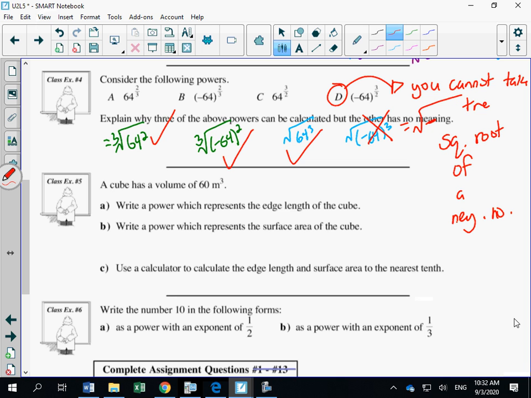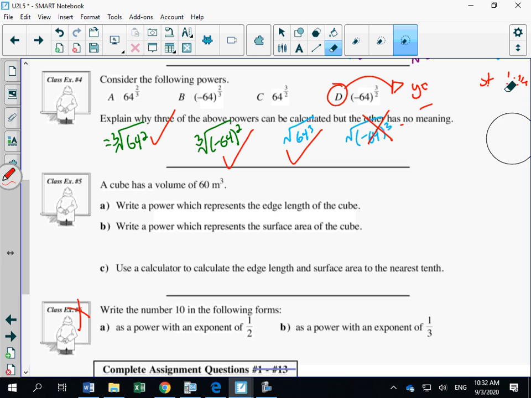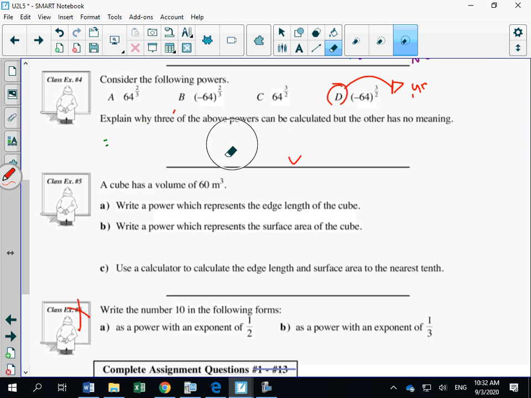Okay, let's look at class example number 5, and we are not going to do class example number 6, and then I'll do one question in your homework. So class example number 5, I'm just going to get rid of this because I need to draw a cube. It says a cube has a volume of, so a cube has this volume. So somewhere on your page, draw yourself a cube.